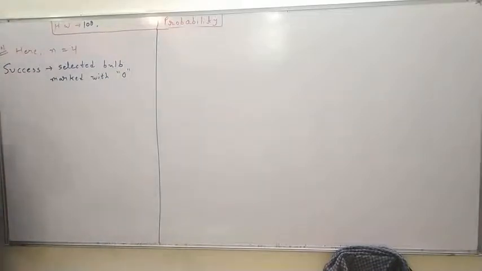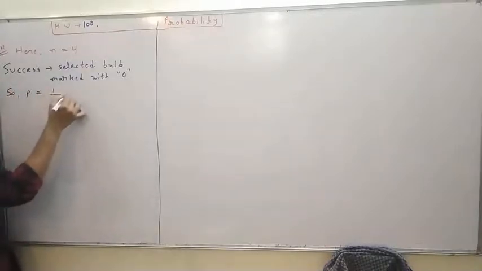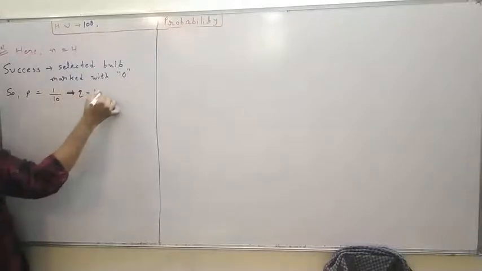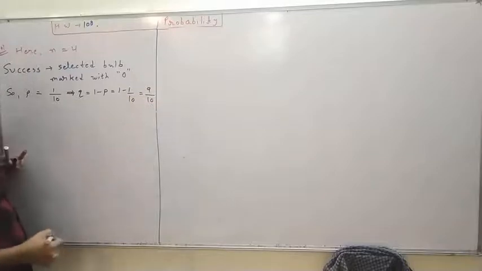So P is equal to: total there are 10 bulbs. Out of that, one bulb is marked with 0. So P is equal to 1 by 10. So Q is equal to 1 minus P, that is 1 minus 1 by 10, so that is 9 by 10.